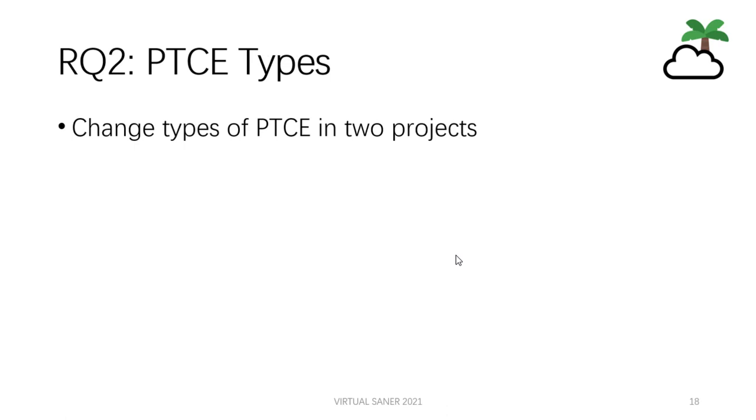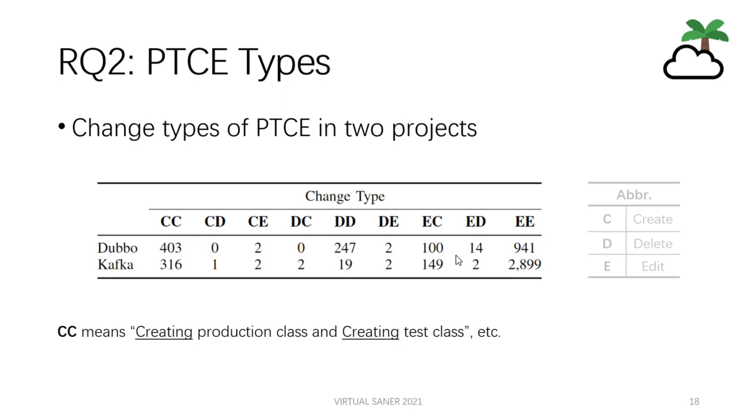Second, we count the change types of production test coevolution in the dataset. Again, take Dubbo and Kafka as examples. If we look at the file level changes, we found that EE is the most frequent change type. EE means in this coevolution instance, both the production class and the test class are being edited rather than created or deleted.